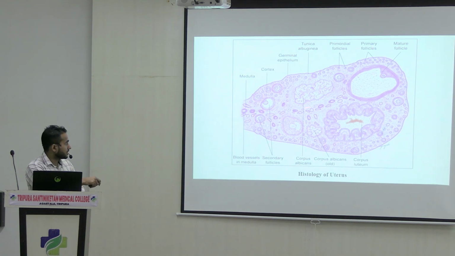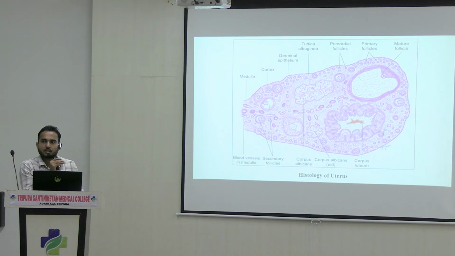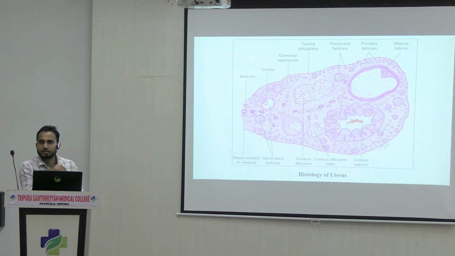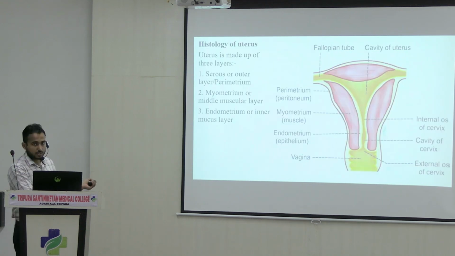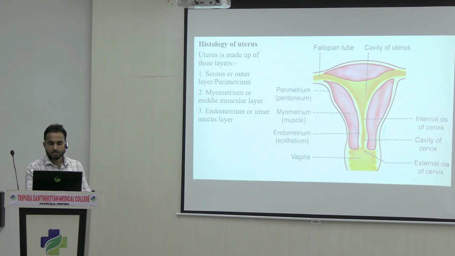Next, this is the medulla. In the medulla, as I said, it is working as the hilum through which blood vessels, nerves and lymphatics are entering, and some are leaving the organ. So that is all about the ovaries. Next to the ovary is the uterus.